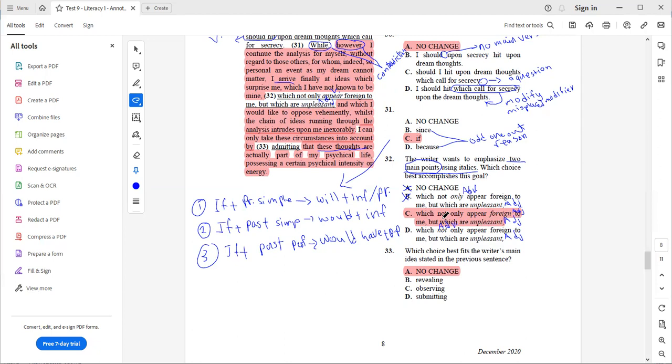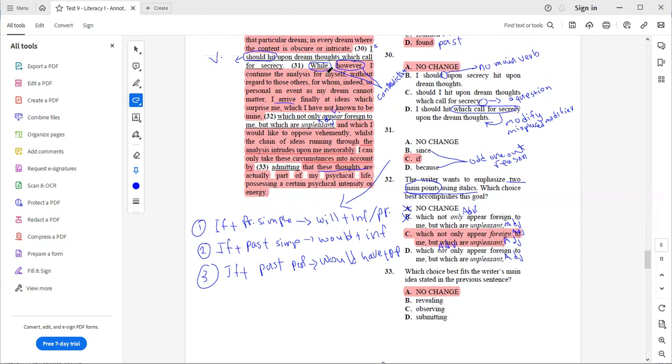Dr. Kareem. Again, vocab. Which choice best fits the writer's main idea stated in the previous sentence? So he needs a word that is equal to what is stated in the previous sentence. Let me read the previous sentence now. Okay. From "however."